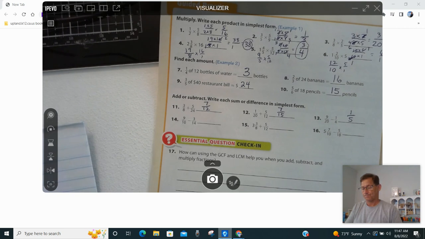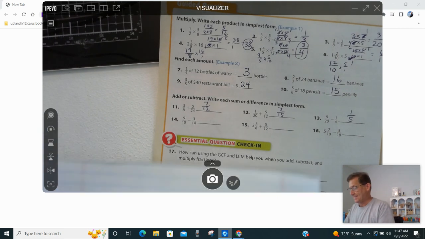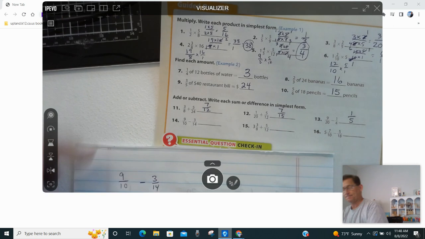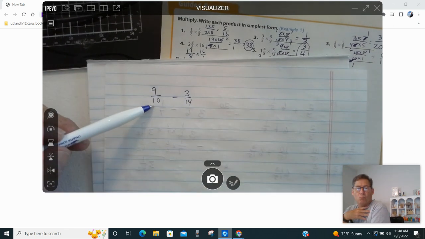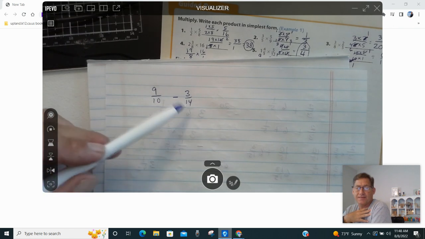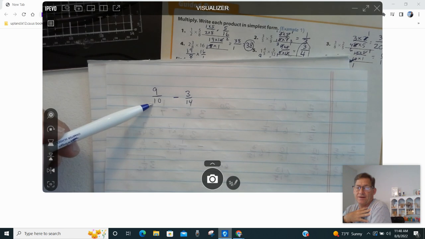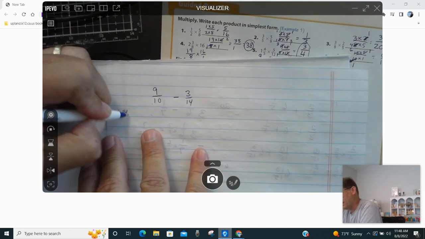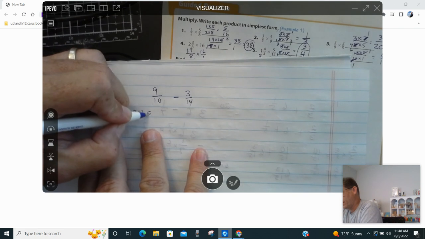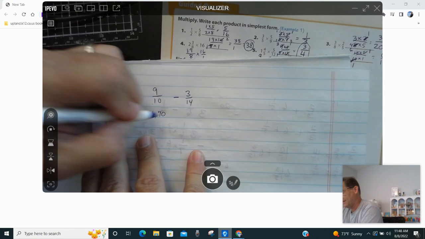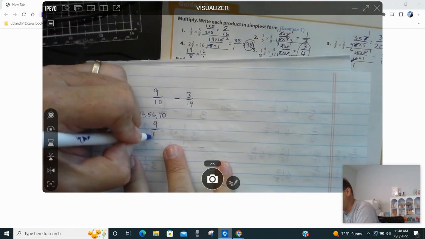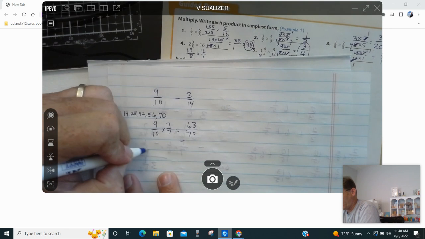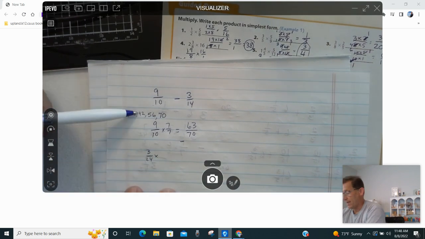Okay, 14. 9/10 minus 3/14. Okay, again, I know that the common denominator in this case has to end in a 0 because the multiples of 10 all end in 0. So all we really have to do is find the multiples of 14. So 14, 28, 42, 56, 70. All right, so 9/10 can become 70 by multiplying by 7. That's 63/70. 3/14 can become 70 by multiplying by 5.